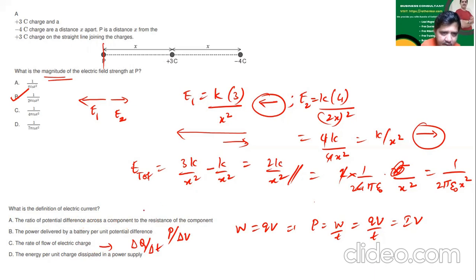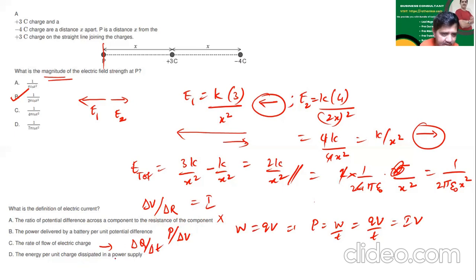The ratio of potential difference across a component to the resistance of the component. What is delta V by delta R? Which should be I. V by R, by Ohm's law. But there are some situations where Ohm's law should not be applied. I also taught you that. So therefore, this also cannot be the right answer. Though mathematically you will be able to do it, in certain circumstances you will not be able to apply Ohm's law. So this cannot be a universal definition.